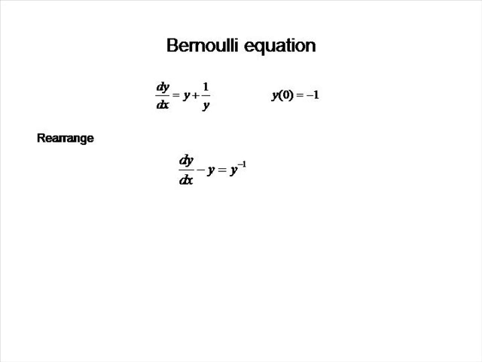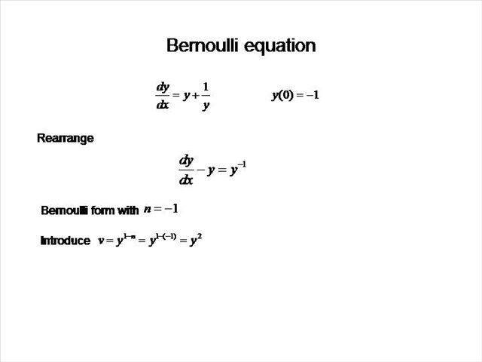So the first thing we do is rearrange this equation to get it into classic Bernoulli form. We get all the dy by dx's and all the y's on one side and the power of y on the other side. We have dy by dx minus y equals y to the minus 1. So this is of classic Bernoulli form. The n in this case is minus 1, it's the power of the y on the right hand side.